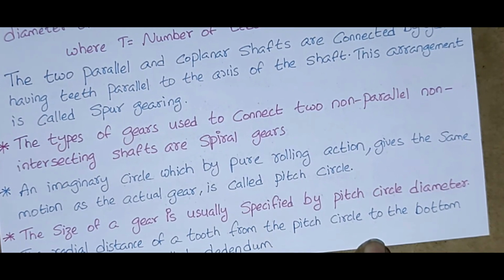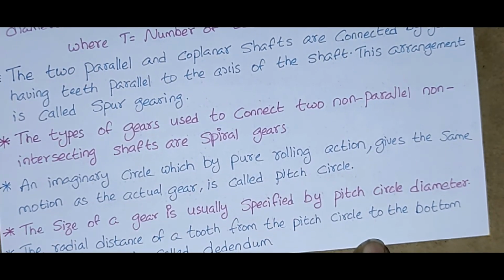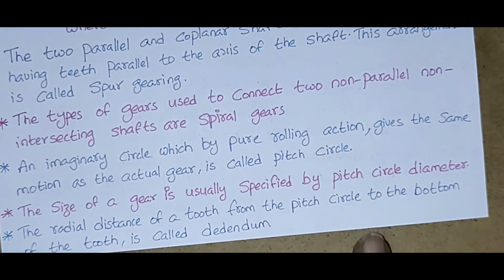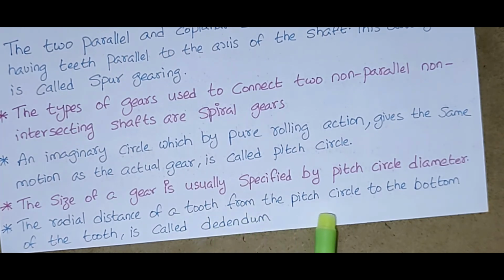An imaginary circle which by pure rolling action gives the same motion as the actual gear is called pitch circle. The size of a gear is usually specified by pitch circle diameter. The radial distance of a tooth from the pitch circle to the bottom of the tooth is called dedendum. So these types of questions, sometimes we may get direct options, sometimes link based options, sometimes match the following type questions.